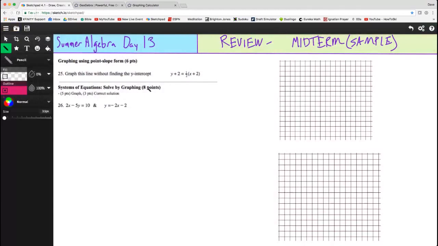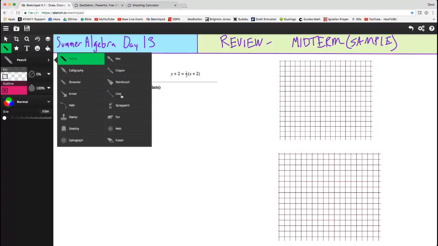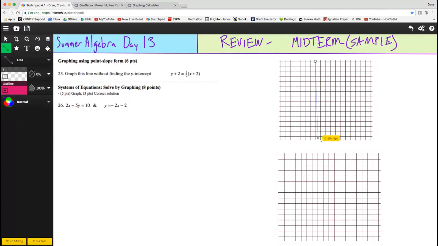All right, so we're gonna graph this without finding the y-intercept. I didn't make these nice little lines for you, so let's go ahead and make our lines here. Let's make these a little fatter. Let's use black just for fun. All right, so what's a point? We know the point and the slope. Here a point is -2, -2, and then our slope is a half.